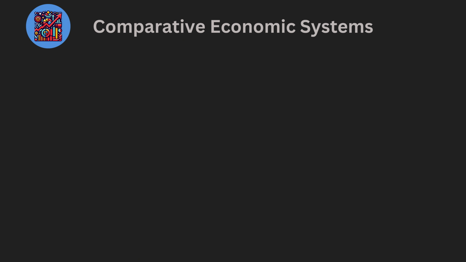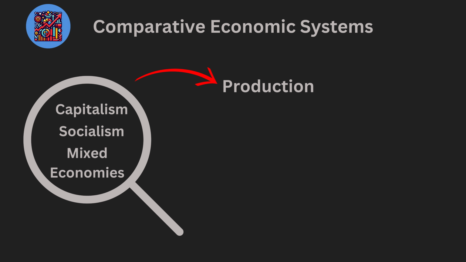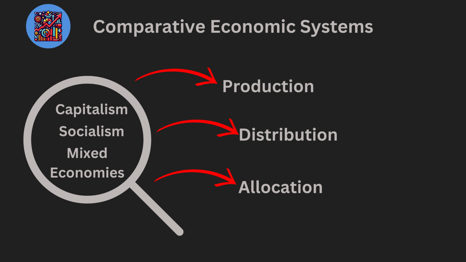Comparative economic systems. This theory examines and compares the different economic systems around the world, such as capitalism, socialism, and mixed economies, analyzing their methods of production, distribution, and allocation of resources. It seeks to understand how these systems address economic problems and promote economic development.